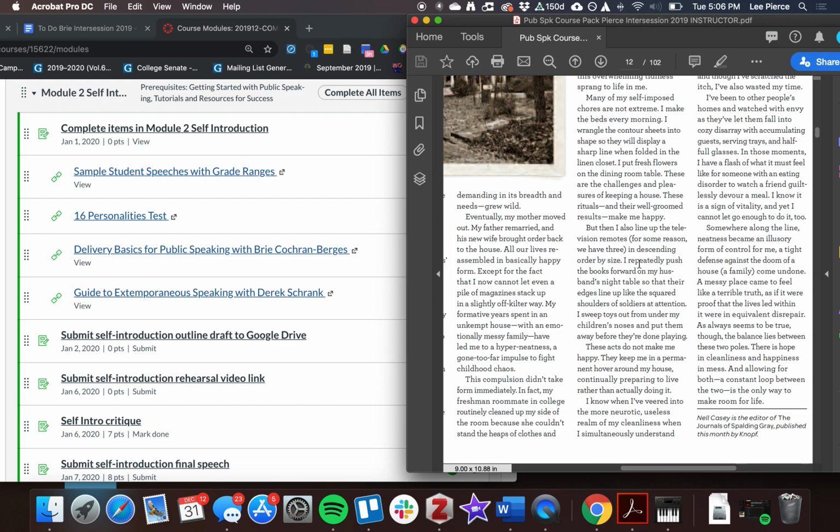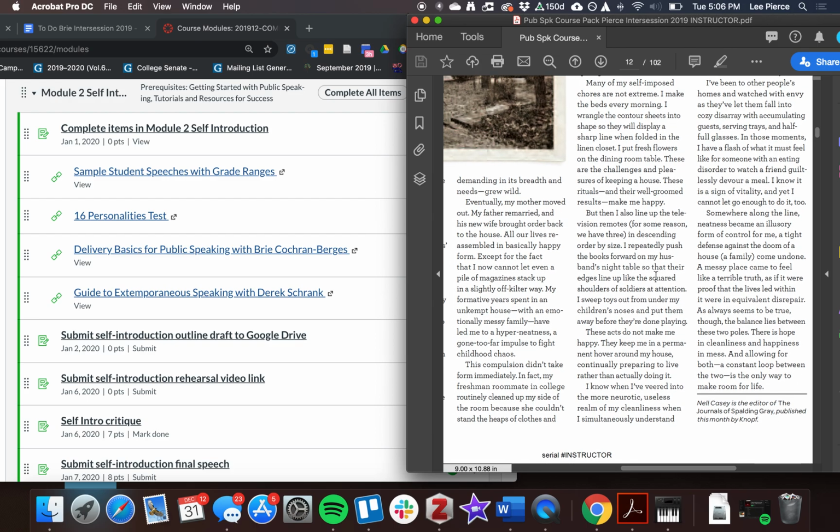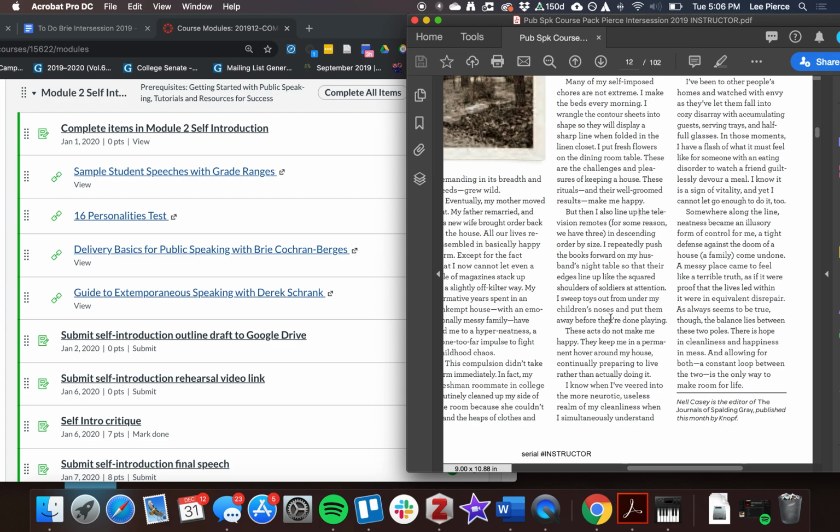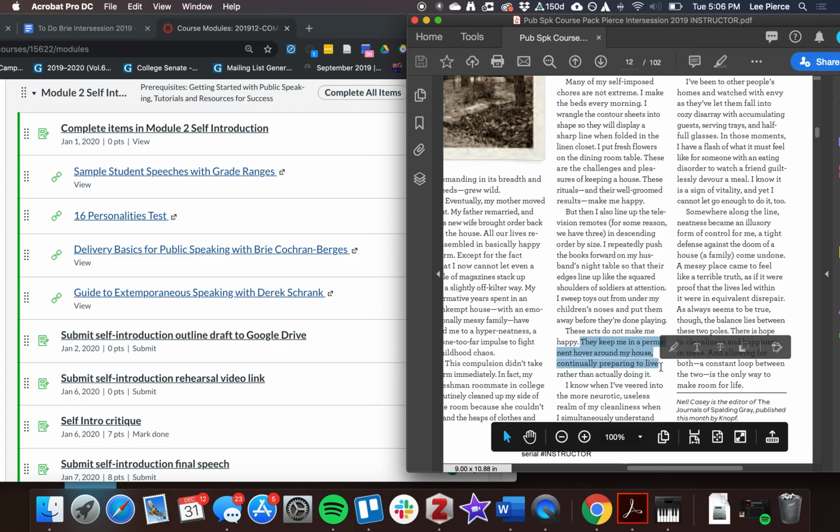They line up the television remotes. They push the books forward on the night table so that the edges line up like the squared shoulders of soldiers at attention. These acts do not make me happy. They keep me in a permanent hover around my house, continually preparing to live rather than actually doing it.